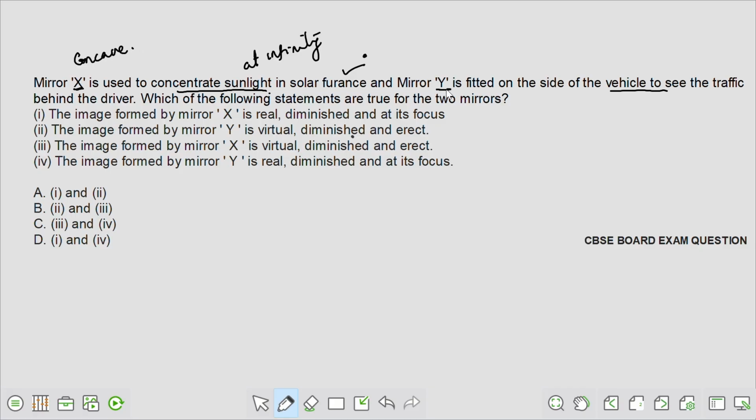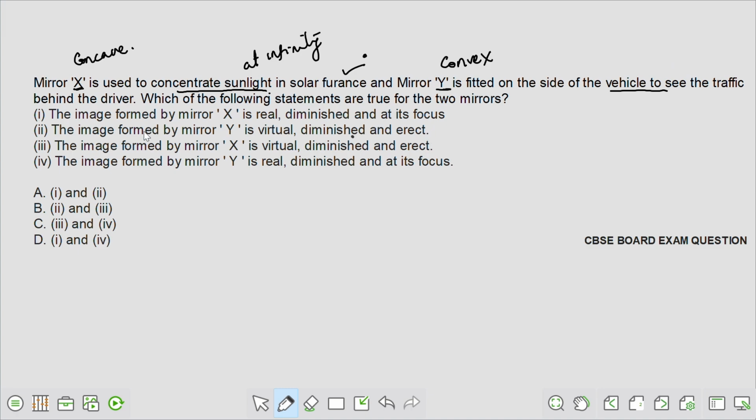Now what about mirror Y? It is fitted on the side of the vehicle to see the traffic behind the driver. You must have noticed the side mirrors of vehicles, where we see the vehicles behind. Do you see an enlarged image or a diminished image? Yes, we see the diminished image of the vehicles. Another question: do you see a real image or a virtual image? Very good, we see the virtual image. So it is virtual, erect and diminished. What type of mirror gives this? Exactly, a convex mirror.